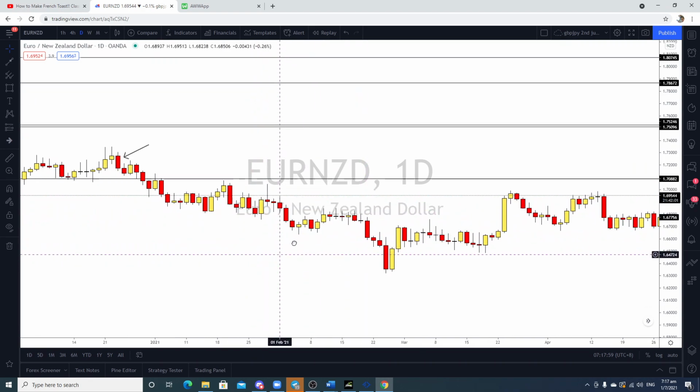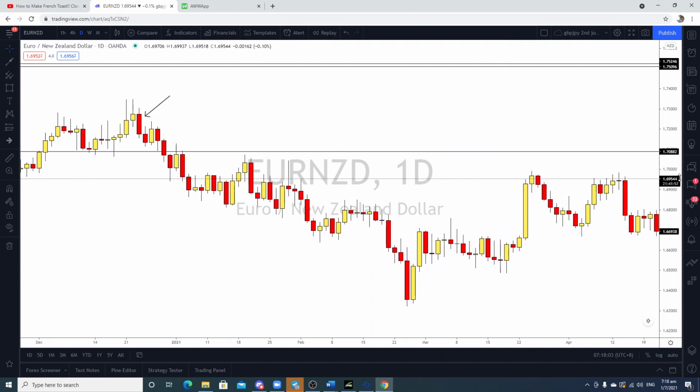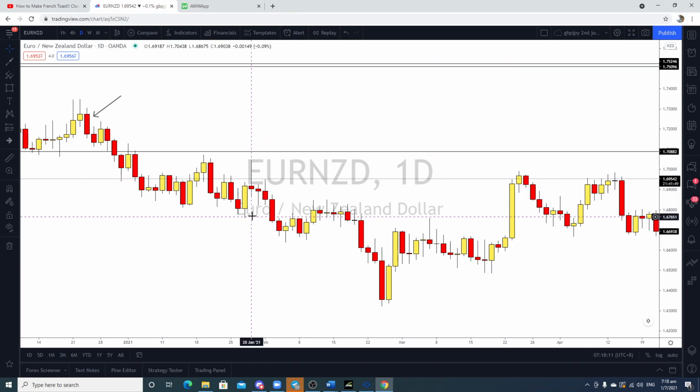Okay, and you can see multiple inside bars, and given the current context of the market right now, a lot of inside bars are formed because the market is now very volatile. Okay, so that's the most important part of it.